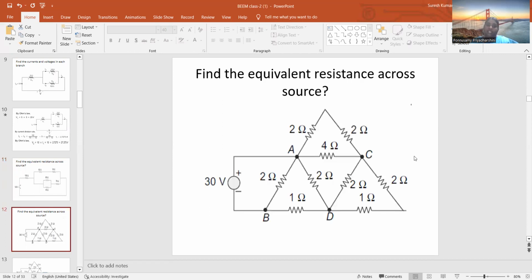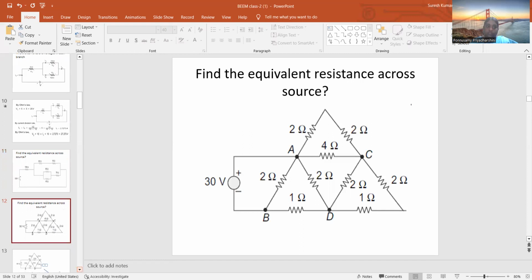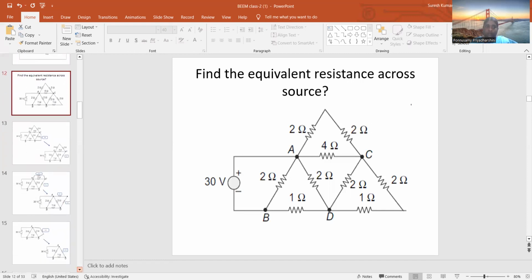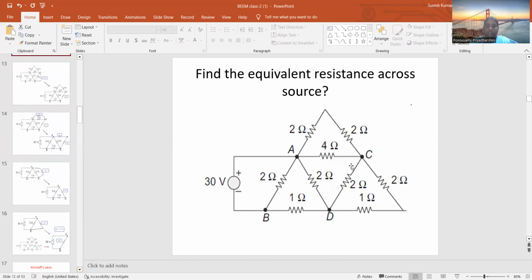The next is find the equivalent resistance across the source. So 2 ohms and 4 ohms. And here first we have to see whether they are connected in series or in parallel combination. This can be solved in two methods. One is the equivalent resistance method. Another one is the star and delta conversion method.